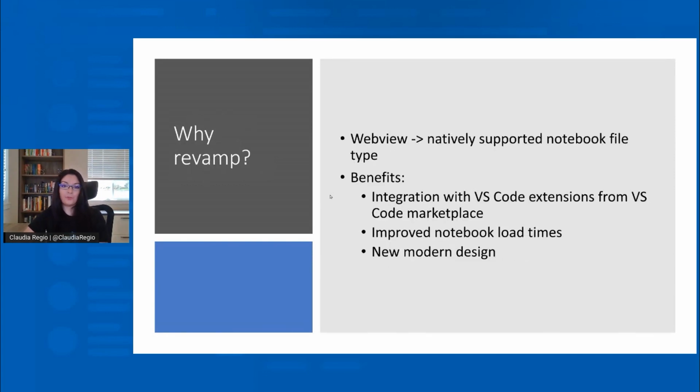For those of you who are familiar with our current implementation in VS Code Stable, you might be asking, why are we revamping? We are moving from a WebView implementation to a natively supported notebook file type implementation. What that means is you will now benefit from the integration of all other VS Code extensions in the VS Code marketplace that you know and love, such as the Vim key bindings or bracket colorizer. Those are two very popular ones. You'll also benefit from improved notebook load times, as well as a new modern design.